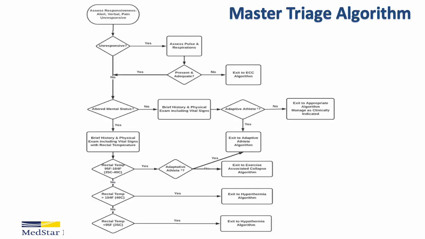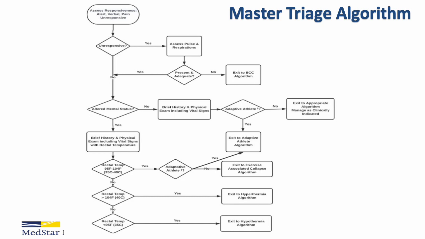Back to our master algorithm, right? So if that downed athlete is unresponsive but does have a pulse, they are breathing, right? Now we want to ask the question of, do they have altered mental status? And altered mental status means a lot of different things to a lot of different people. But let's start with the fact that they just don't look right. They're confused. Maybe they can't tell you their name. Maybe they don't know where they are.